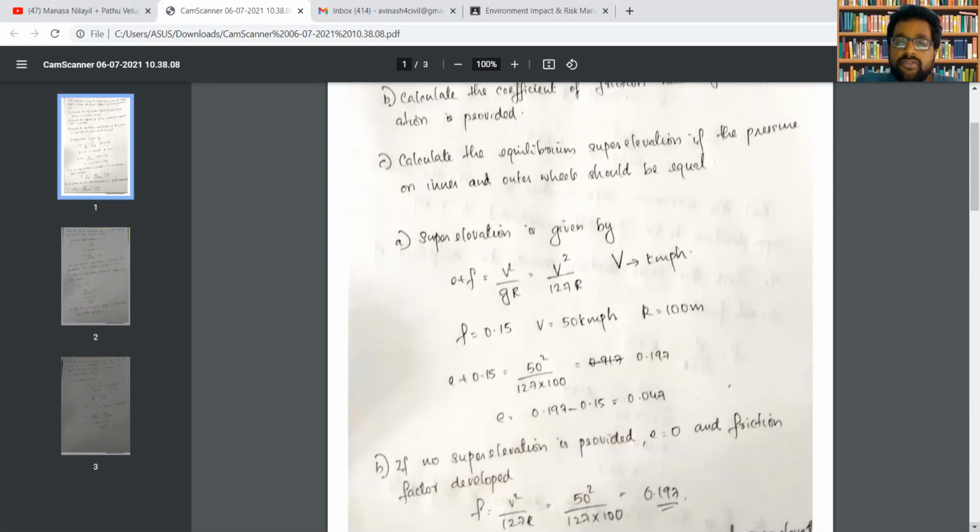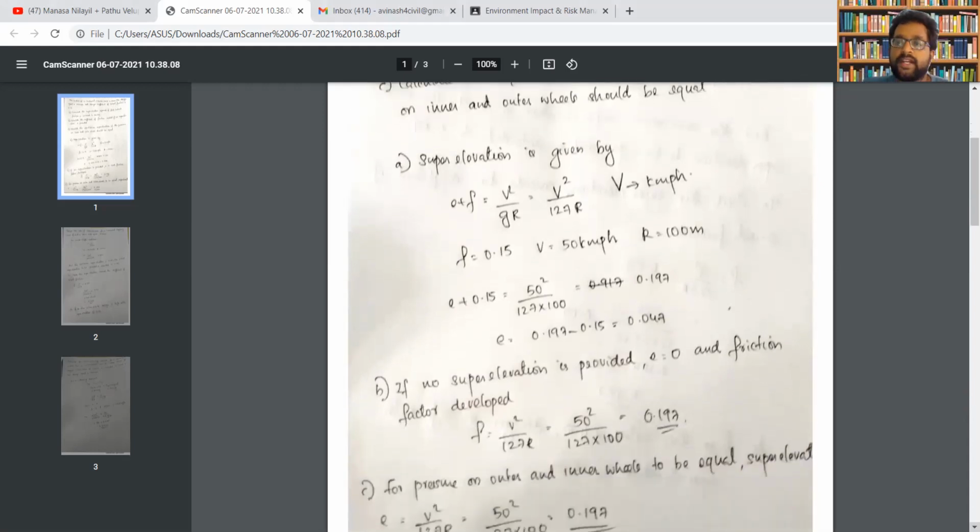Now coming to the second part of the same question. The second part is there is no super elevation provided. Super elevation is not provided and you are supposed to find out the coefficient of lateral friction. The friction factor developed can be determined as, here E will be 0, the same expression, but keep the value of super elevation as 0. So F is equal to V square by 127 R, 50 square by 127 into 100. The value of friction factor will be 0.197.